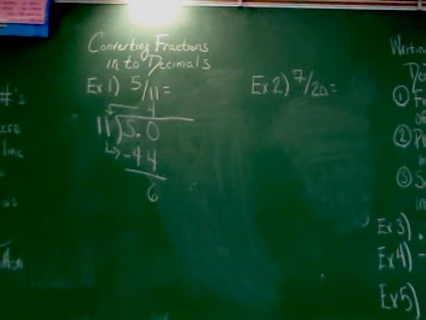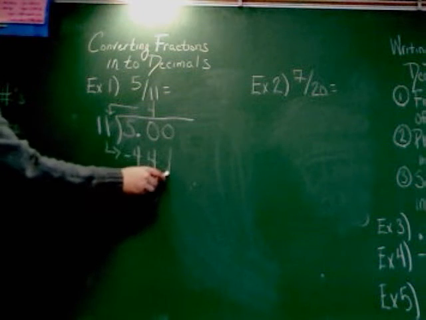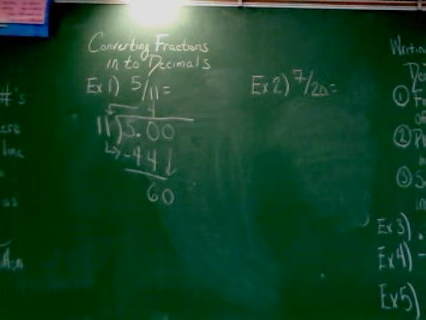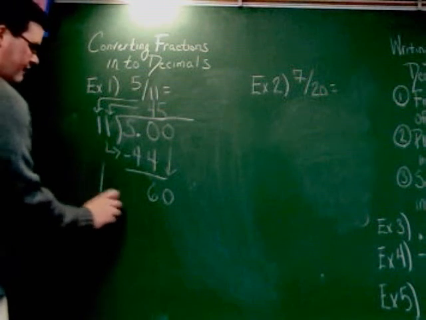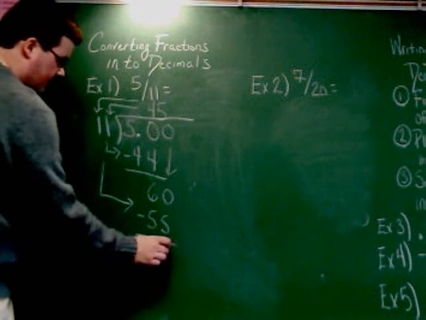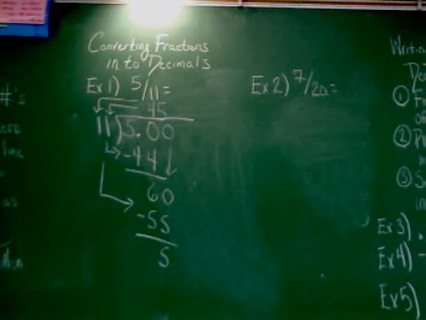Okay, the way you keep going, you just keep adding zeros until you get somewhere you want to have. Throw a 0 on, and I bring it down. So now I'm asking myself, how many times does 11 go into 60? 11 goes into 60 5 times, good. 5 times 11 is 55. We subtract. 60 minus 55 is 5. Still not a 0 remainder. Have to keep going.